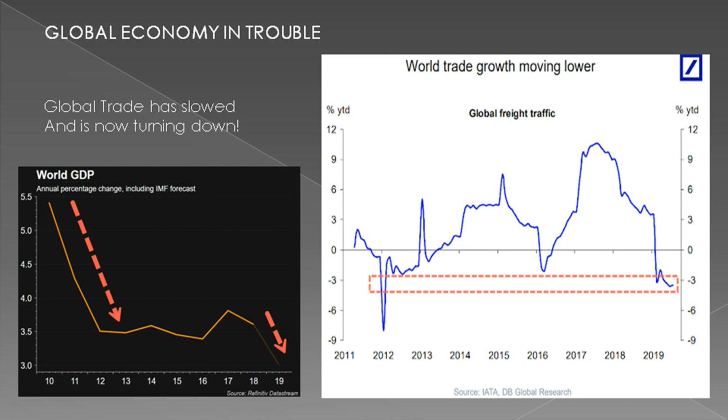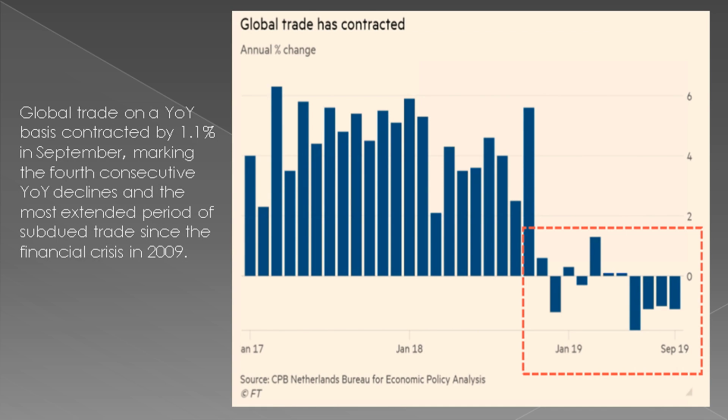It'll be an event. The global economy is in trouble as real economic growth has become insufficient to absorb the massive amount of global debt payments, a massive burden on potential investment. Global trade has been steadily falling since late 2017. Over this period, the downturn has accelerated on an annual percentage basis change, even when you include the IMF's notoriously optimistic forecasts. Global trade on a year-over-year basis contracted by 1.1% in September, marking the fourth consecutive year-over-year decline and the most extended period of subdued trade since the financial crisis in 2009.